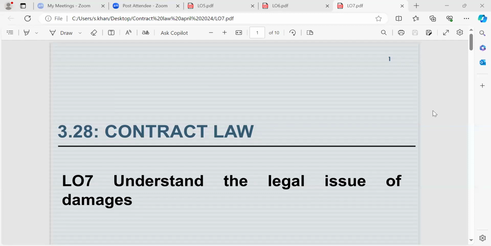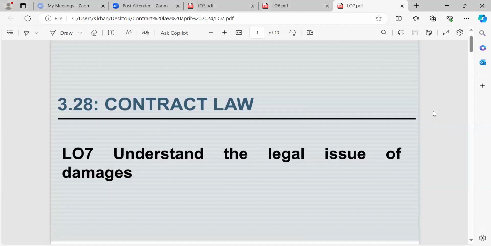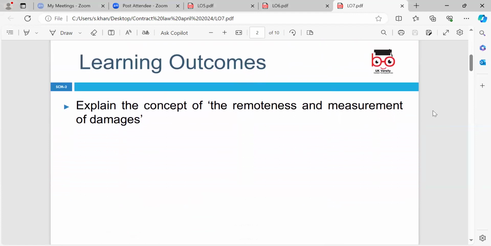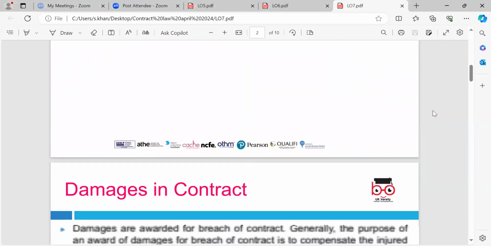So this is the final learning outcome in regards to elements of a contract. We've looked at learning outcomes 5 and 6, and now we're looking at learning outcome 7, which is to understand the legal issue of damages and the importance of this. The learning outcome is to explain the concept of the remoteness and measurement of damages.